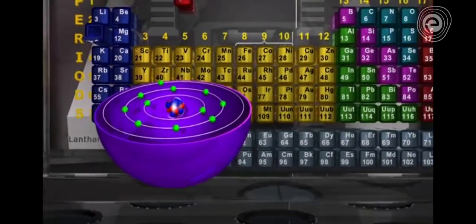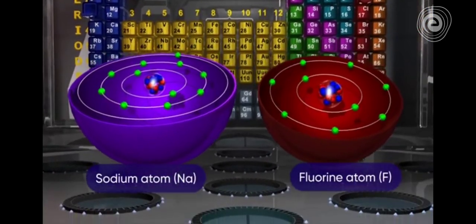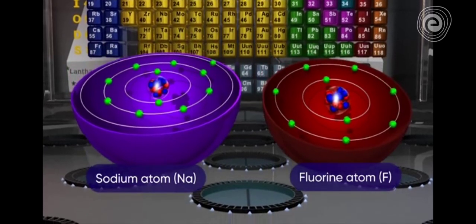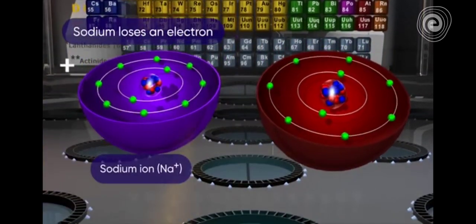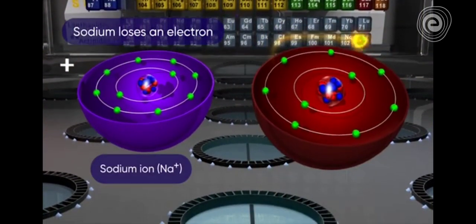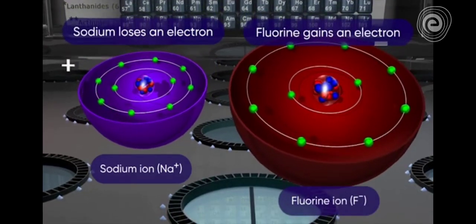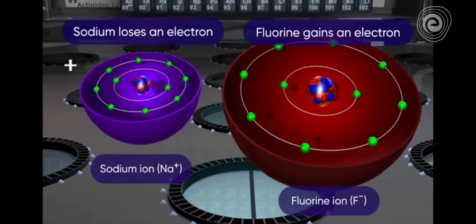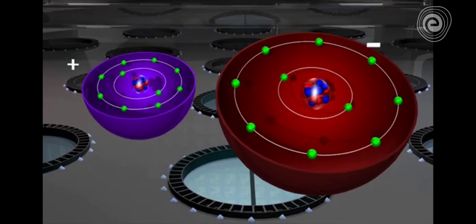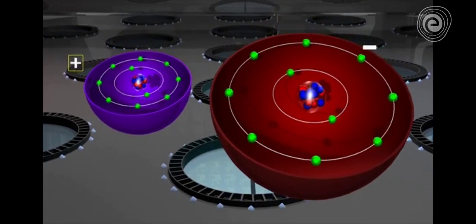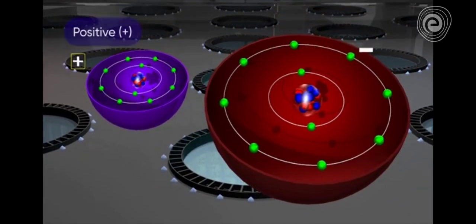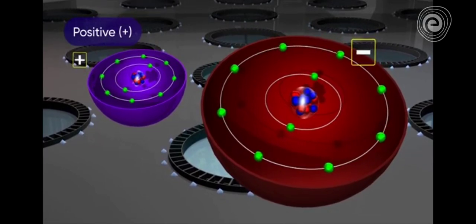It should be noted that the valency of both sodium and fluorine is 1. But sodium loses an electron while fluorine gains an electron in order to complete their octets. Hence, the valency of sodium is considered to be positive, whereas that of fluorine is negative.